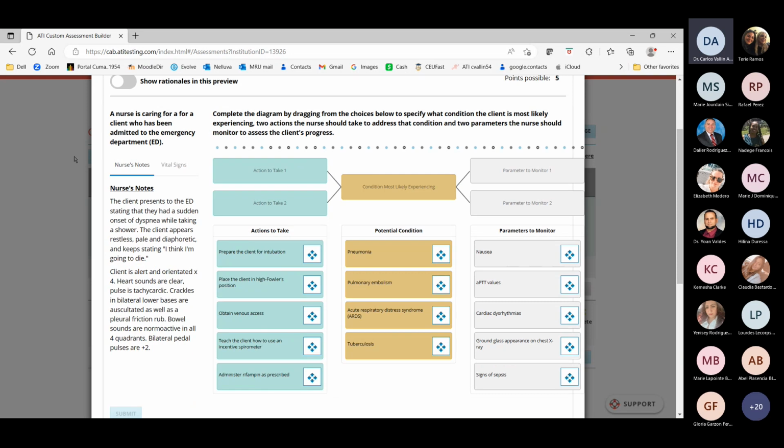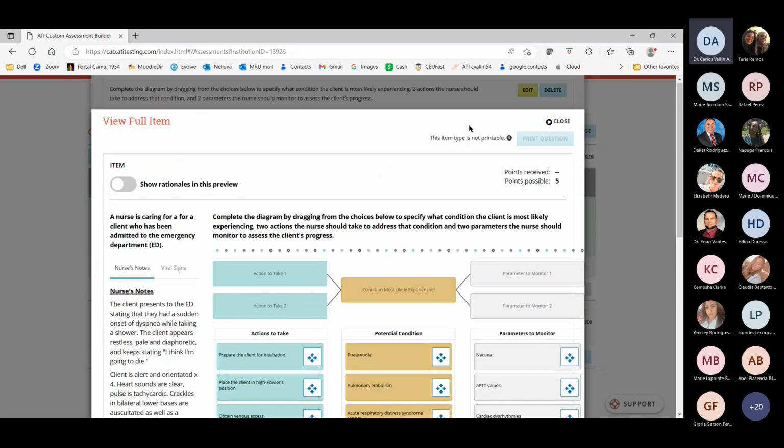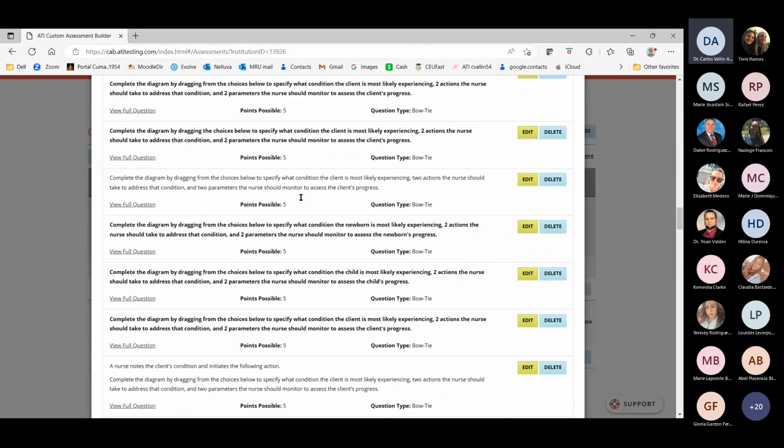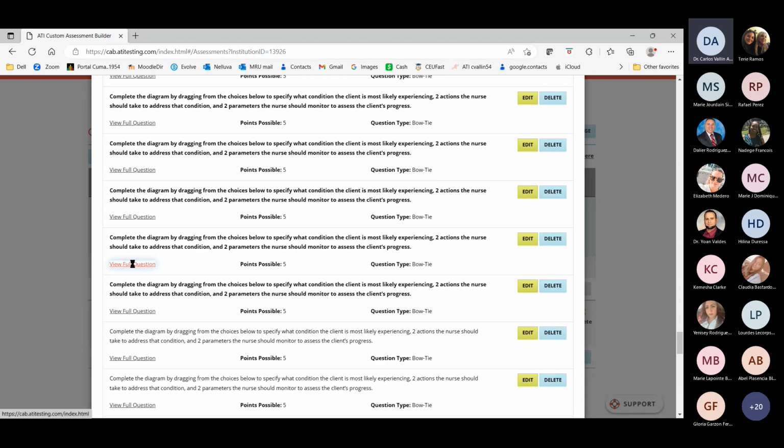Well, a nurse is caring for a client who has been admitted to the ER. The client presents to the ER stating that they had a sudden onset of dyspnea while taking a shower. Well, it is also pulmonary embolism, so no, it's repetitive. I'm not going to repeat the same topic. Let me see if another topic appears.